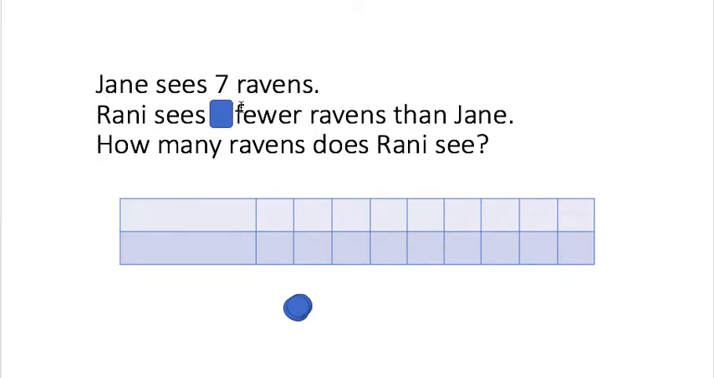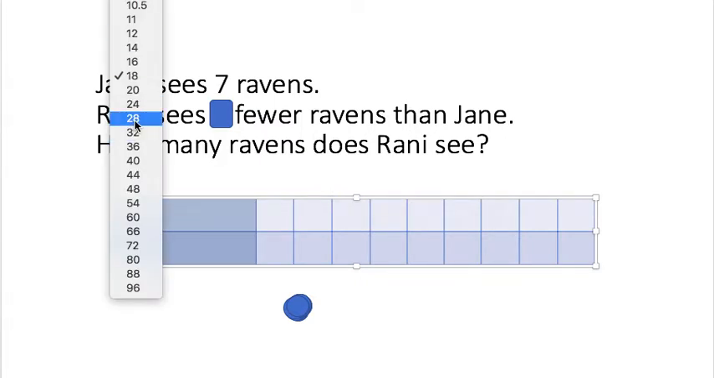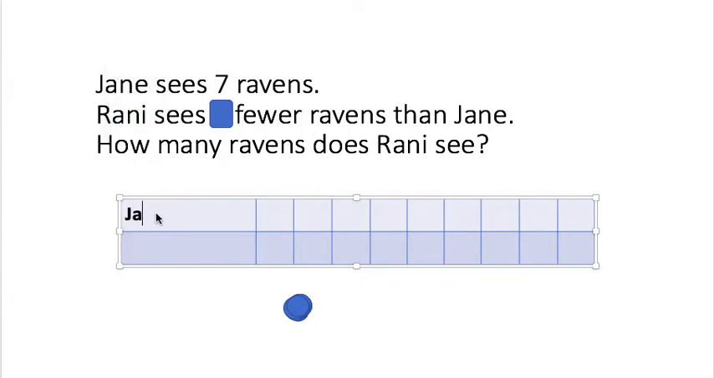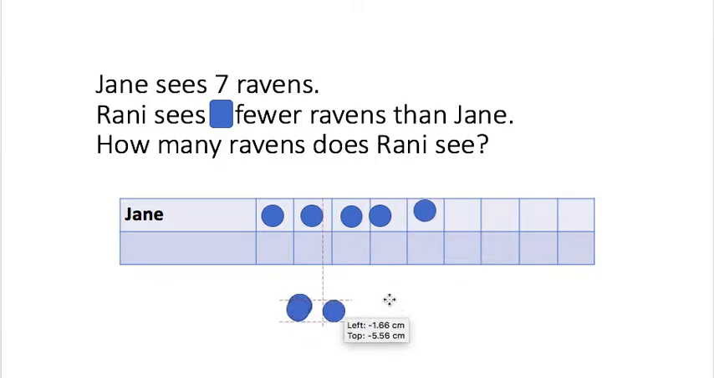So it starts with Jane sees 7 ravens. So first we're going to write Jane's name in the chart. Jane. And she sees 7 ravens. So let's give her 7. 1, 2, 3, 4, 5, 6, 7. Okay, so she sees 7 ravens.